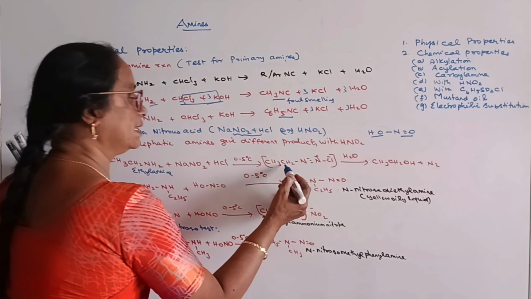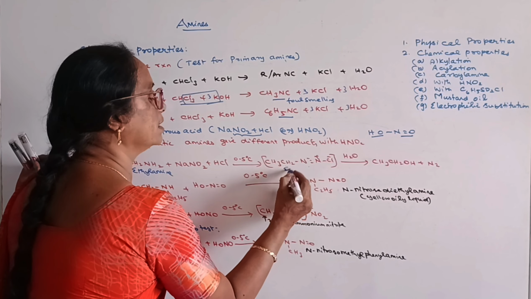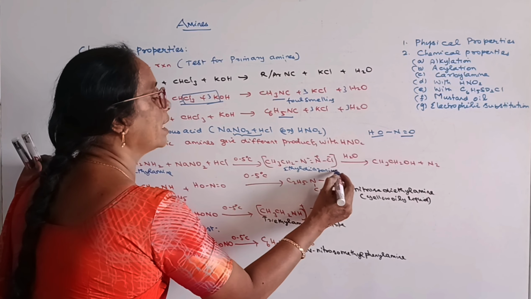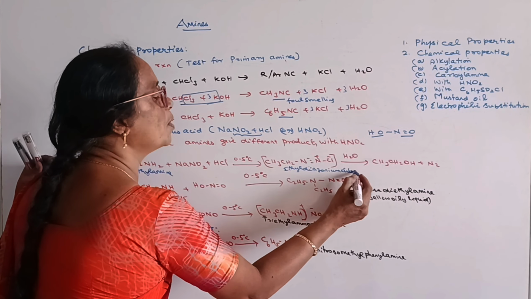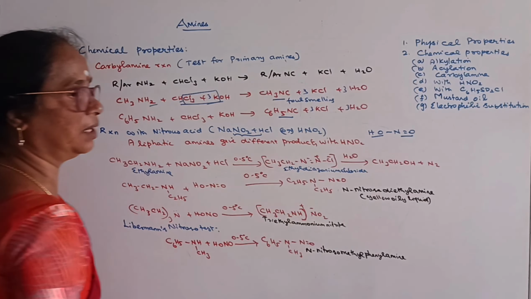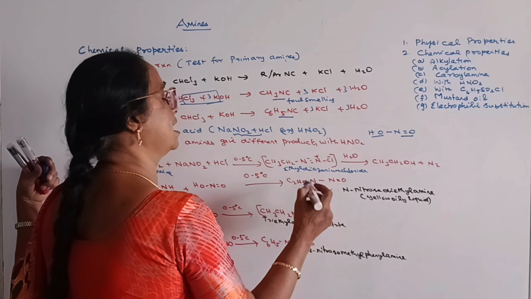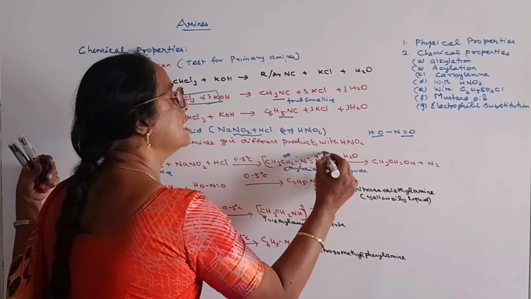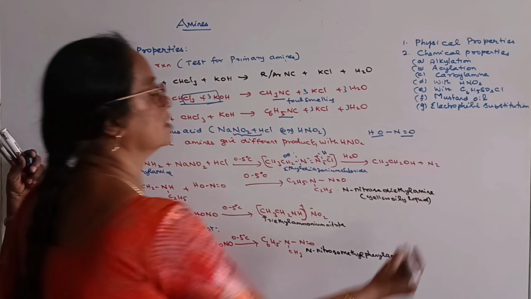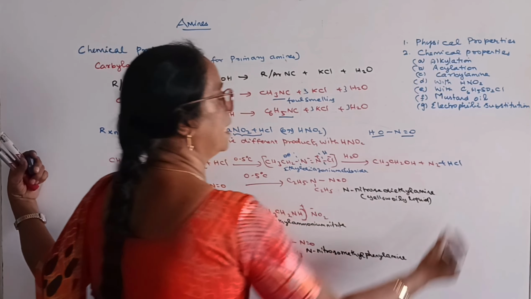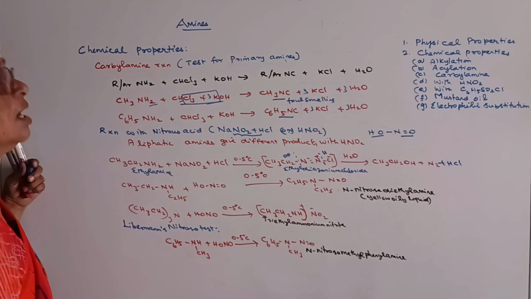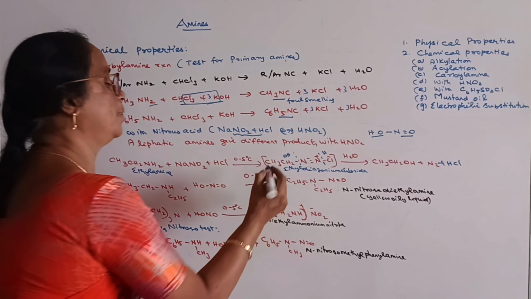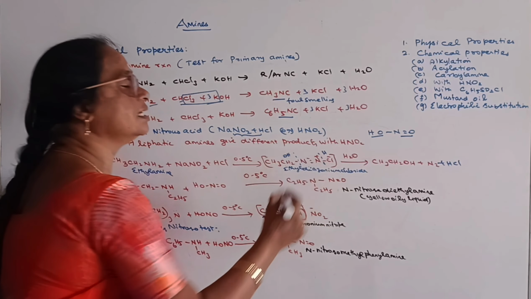This forms ethyl diazonium chloride. This compound is called ethyl diazonium chloride, but it is highly unstable and hence immediately hydrolyzed to form ethanol as well as nitrogen and HCl. So we are getting ethanol, nitrogen and HCl. The ethyl diazonium chloride is unstable and hence it is given in the square bracket.